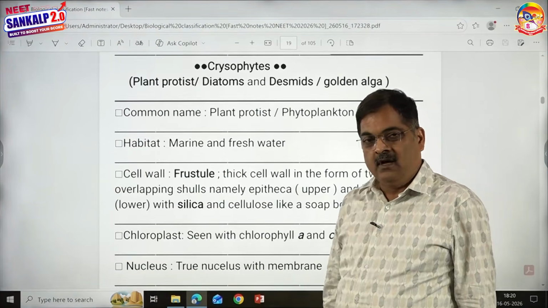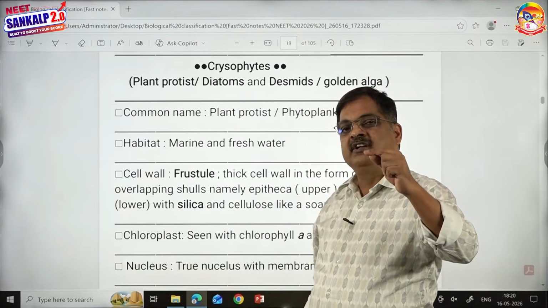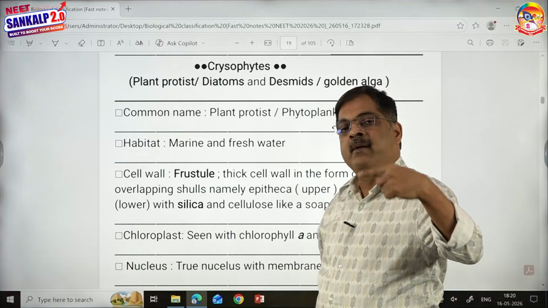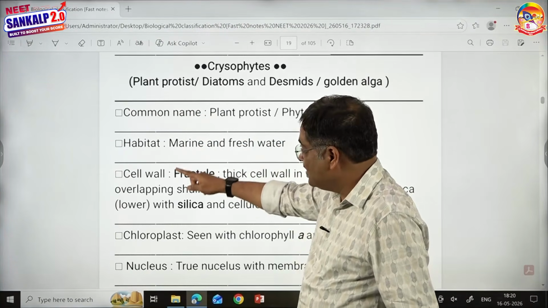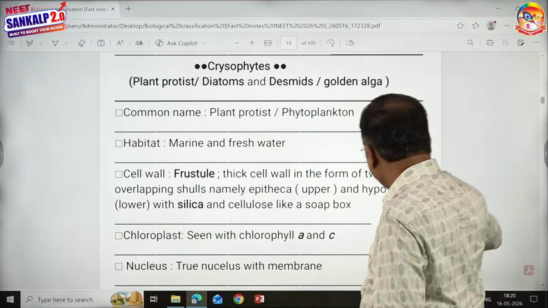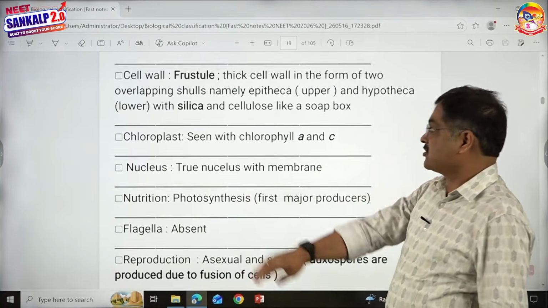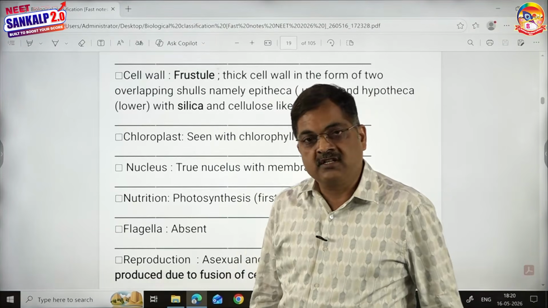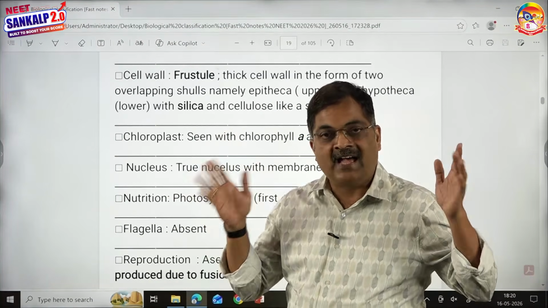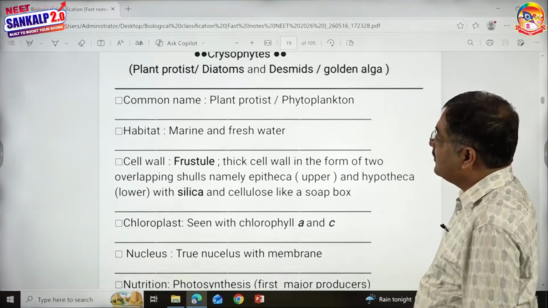Look here. What I did is I kept all this in one particular order such that you can remember it easily. First common name, then habitat, then cell wall, then chloroplast, then nucleus, nutrition, flagella, reproduction. Okay? For all the 5 groups of protistans, these are the common side headings. Okay, without wasting any time, we'll start with the common name.